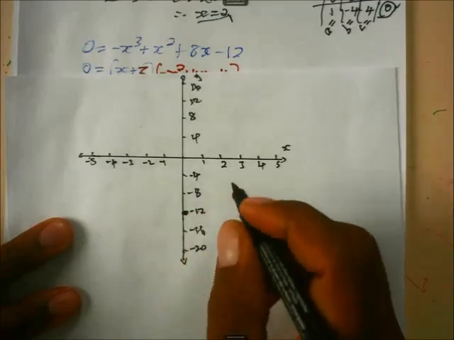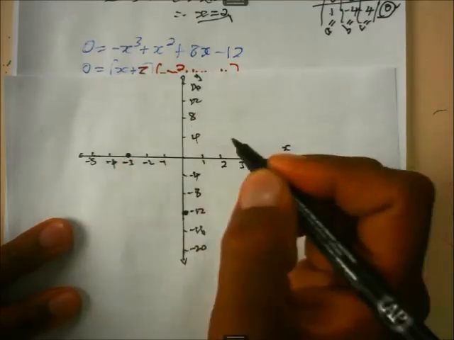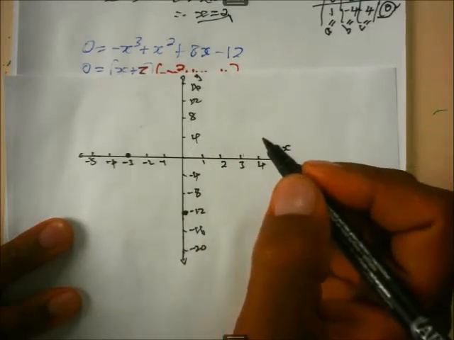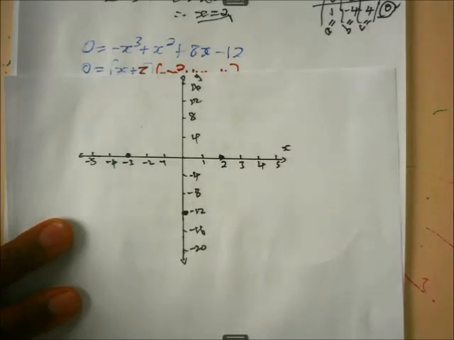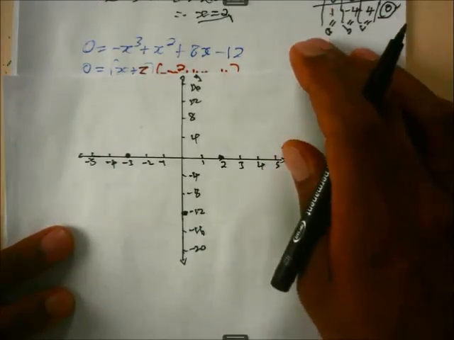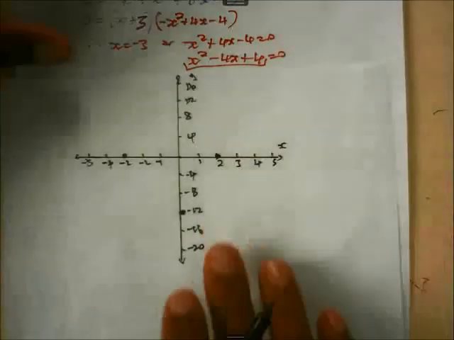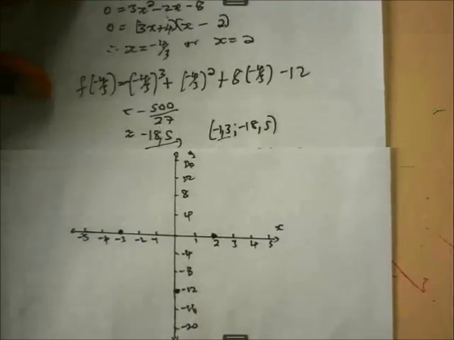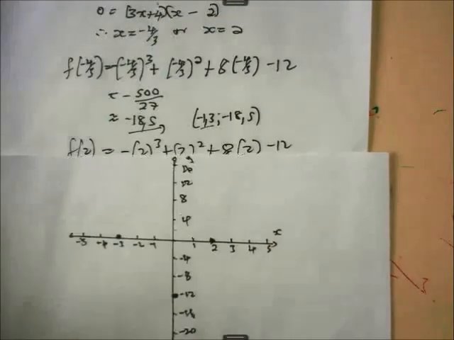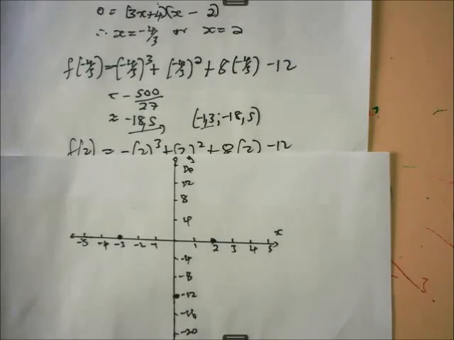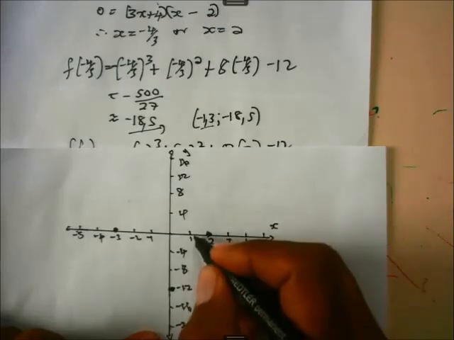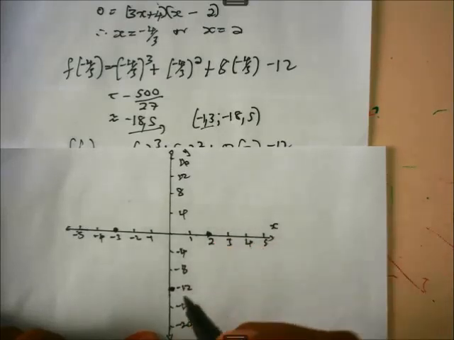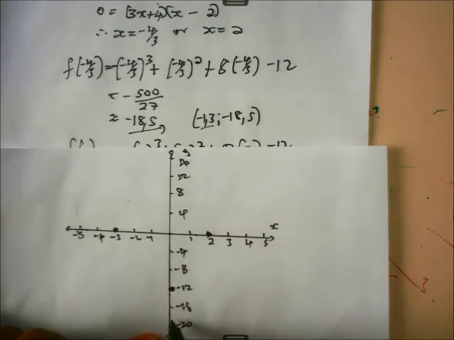What is x? Of course, x is minus 3. Here is minus 3. Also the other x here is positive, x is 2. Now we have the x as well as the y-intercept. Immediately after the x and y-intercepts, we must look for the turning points. You remember the coordinates of the turning points here: we have minus 1;3 as well as minus 18,5.